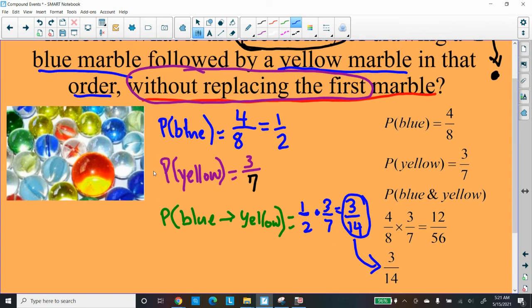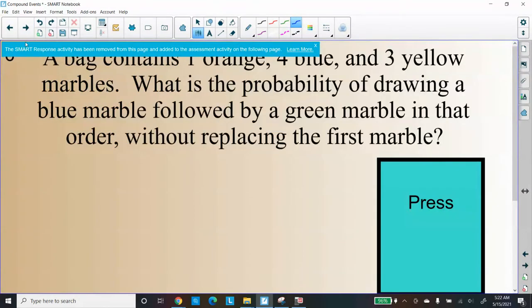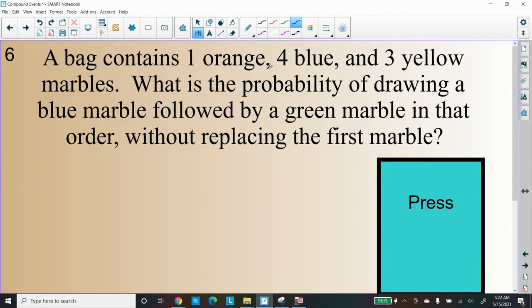Nice question. We haven't done without replacement. That's tough. So here's one for you. See if you can get it. Bag contains 1 orange, 4 blue, 3 yellow marbles. What's the probability of drawing a blue marble followed by a green marble? In that order, without replacing the first marble.